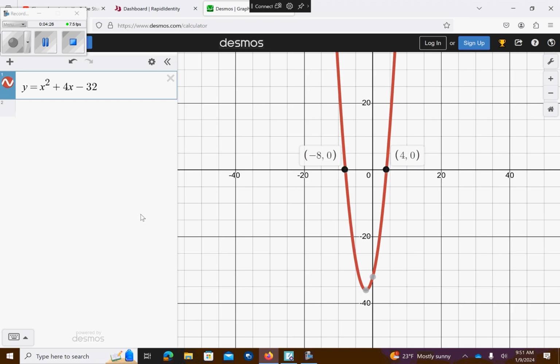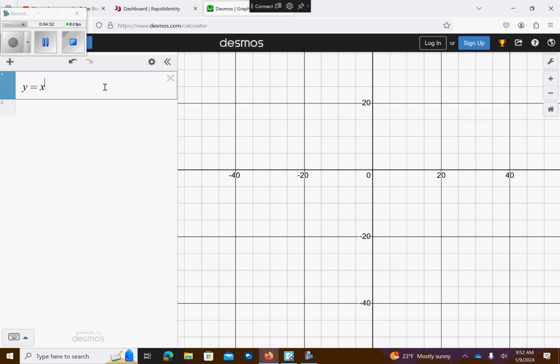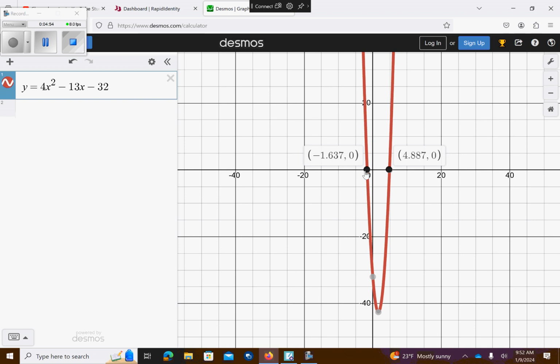Let's take a look at problem number 3. You follow me so far? If I go too fast or if I need to go back to something, let me know. But notice the main thing I'm doing on these, I don't have y equals, but I want to graph it. So I'm cheating the system to see where it crosses the x-axis. So I get 4x squared minus 13x minus 32. That's what this looks like. And I have two values here. I have a value here. I have a value here.